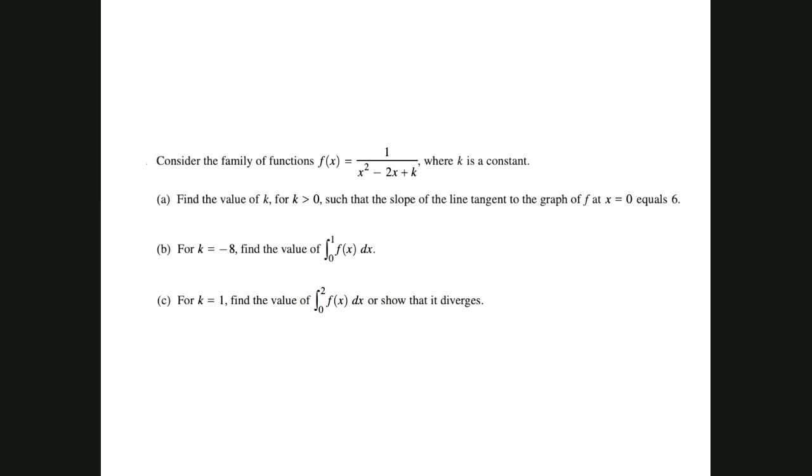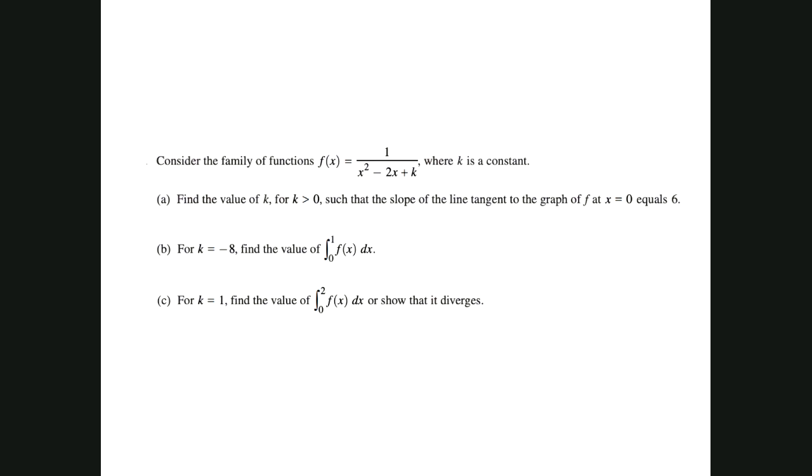Okay, so let's take a look at this. It says consider the family of functions f of x equals 1 over x squared minus 2x plus k, where k is a constant. Find the value of k such that k is greater than 0, such that the slope of the line tangent to the graph of f at x equals 0 is equal to 6. Whew. Okay, so we have to find the value of k for the slope of the tangent line to the graph of f of x at x equals 0 equals 6. It's a kind of a crazy problem.